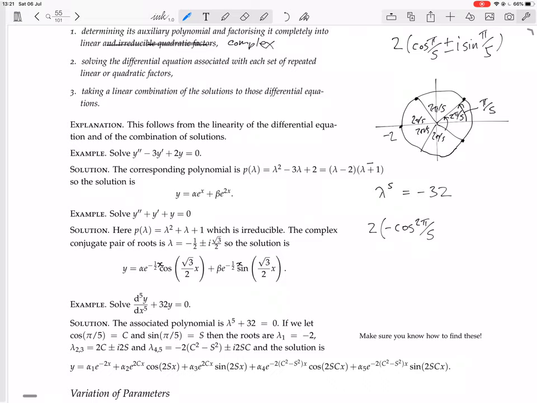Minus cosine 2 pi over 5, and then still plus i sine of 2 pi over 5, right? And actually plus or minus of this, because you also have the complex conjugate. So those are the four roots: minus 2, and then these complex ones. Now we need to write down the actual solutions from this.